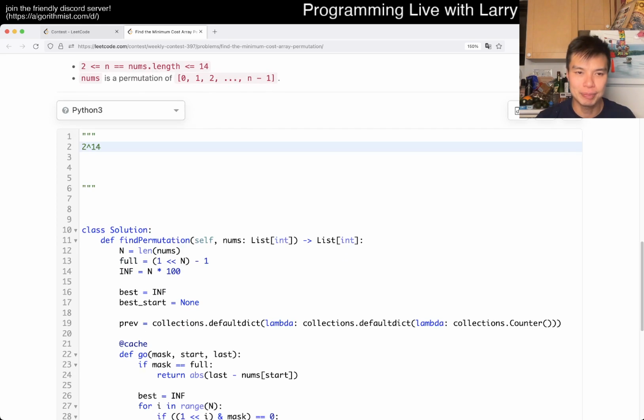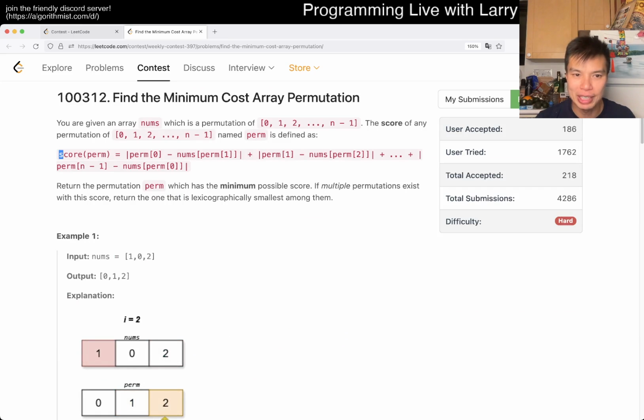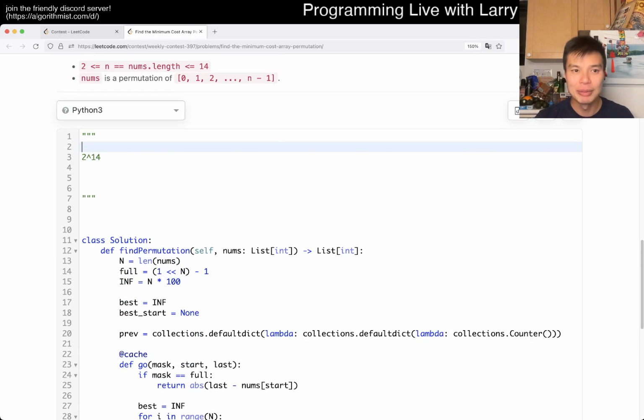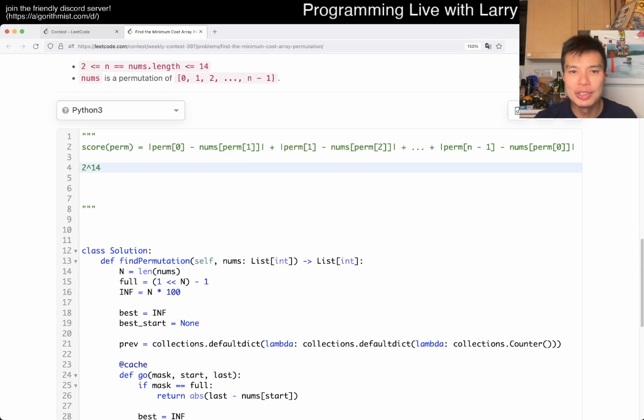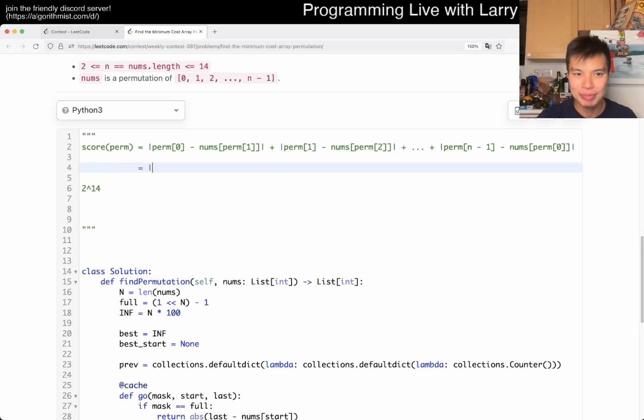And if you look at this formula, which I'll copy paste here, what do you notice? If you want to do one chunk of this at a time, you're going to need at least one thing. Let me rewrite this as perm I minus nums of perm I plus 1. Roughly speaking, I know there's a 0 case as well.